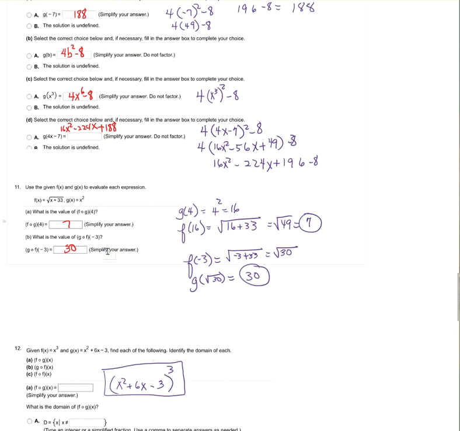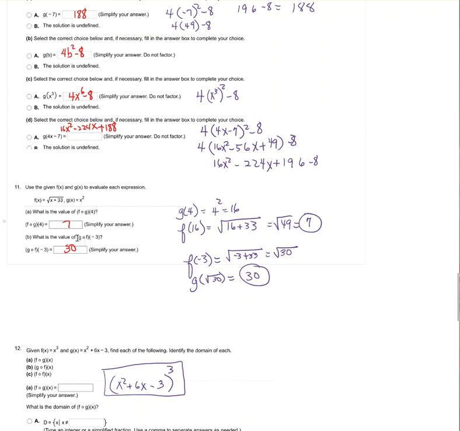Number 11. You're given f of x and g of x. What is the value of f of g of 4? Remember, we're going to take g of 4 and put it into f. So you find g of 4, plug in 4 into g, you get 16. F, now whatever that is, you take that and do f of that number. We plug it in and we get 7.